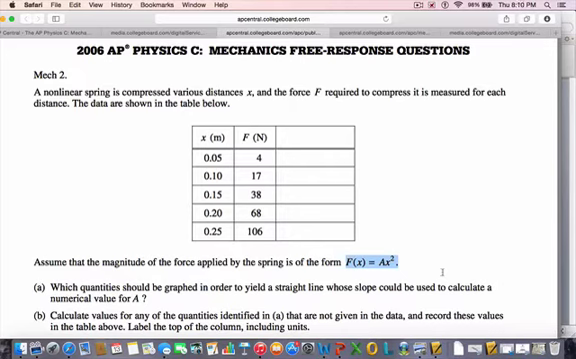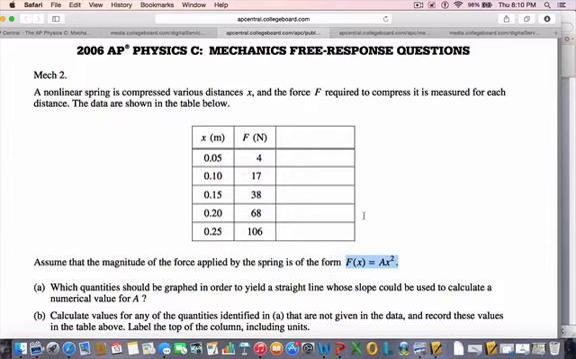Part B is asking us to calculate the values we have indicated. So, because we have specified that f is going to remain unchanged, but x is going to be squared, we're going to take these values of x right here below the header x, and we're going to put them squared over here in these blank data cells.